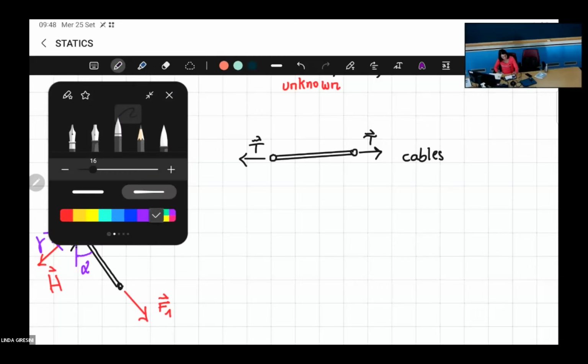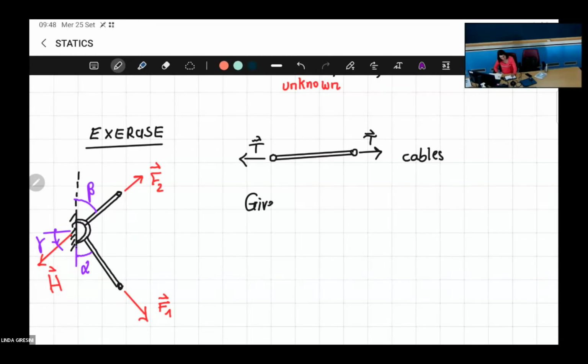Okay? So let's assume that F1 and F2 are given, so the magnitudes are known, alpha and beta, everything is known. And the unknowns are H and gamma.